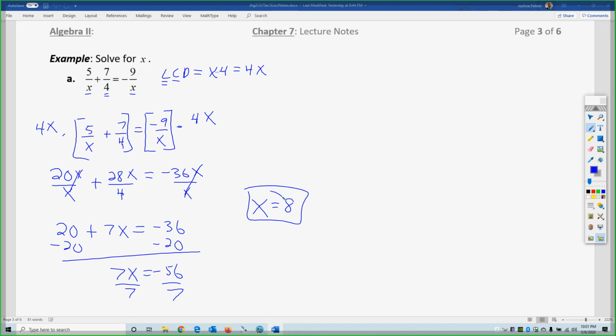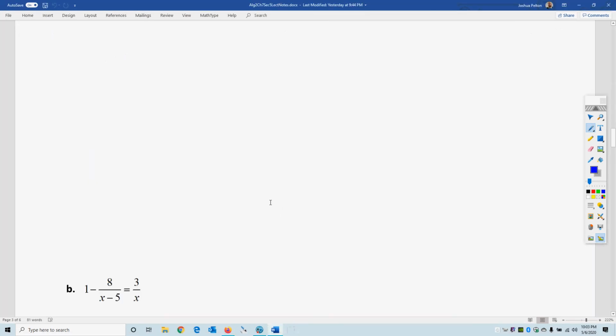If you plug that in, it works just fine. It gives you the correct answer. Okay, so those are all monomial denominators. Let's try the next one, which has a polynomial binomial denominator.